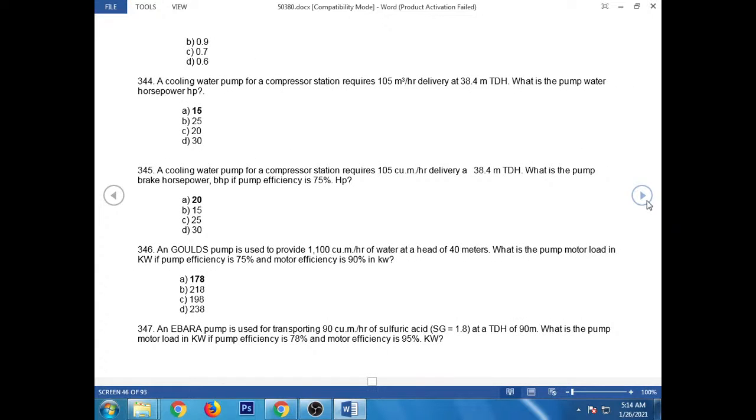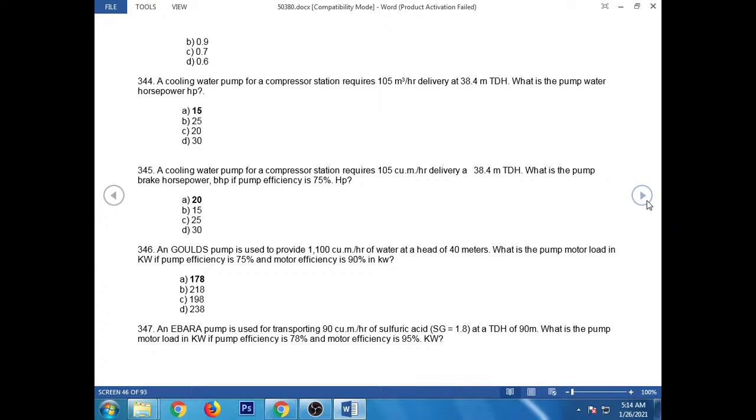A cooling water pump for a compressor station requires 105 cubic meters per hour delivery at 38.4 meter TDH. What is the pump water horsepower in HP? Answer: 15. A cooling water pump for a compressor station requires 105 cubic meters per hour delivery at 38.4 meter TDH. What is the pump brake horsepower, BHP, if pump efficiency is 75%?